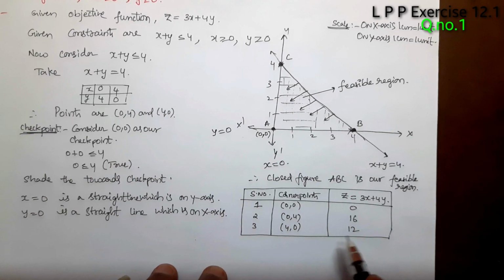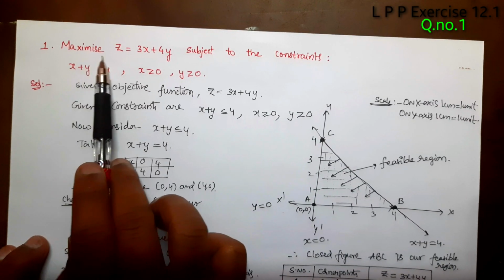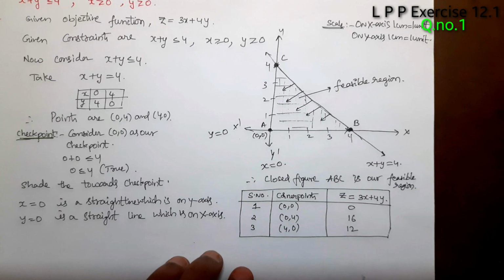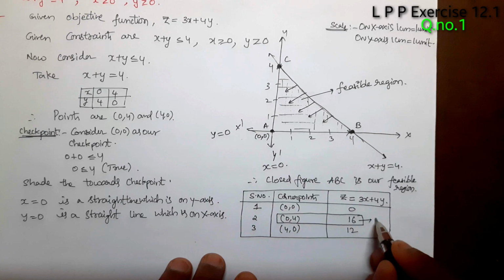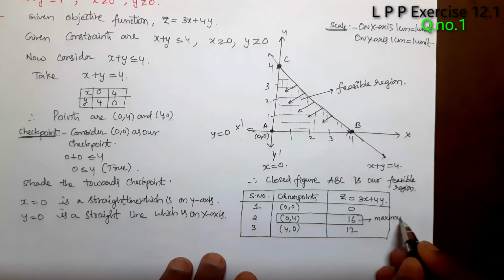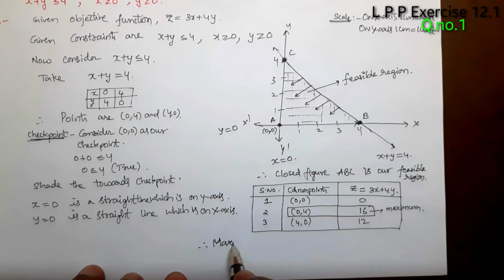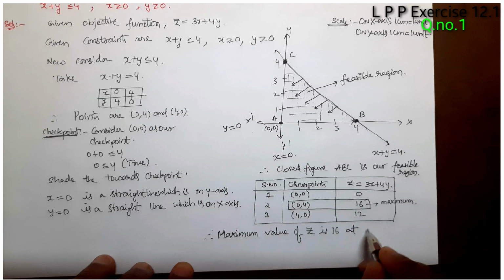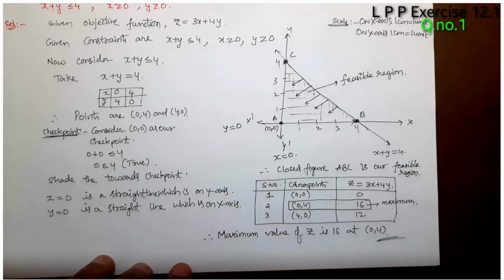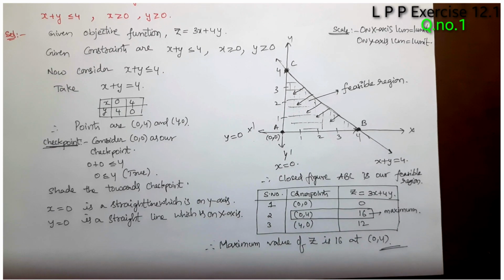Now after finding this, we have to identify the maximum or minimum value. As the question they asked is based on maximize, we have to identify the maximum value out of this. So what is the maximum value? 16. See, after mentioning like that, we have to write it is maximum. So the conclusion you have to write is: therefore maximum value of z is 16 at 0, 4. That's it. So this is the question you may get for 6 marks. So this is the procedure you have to follow.